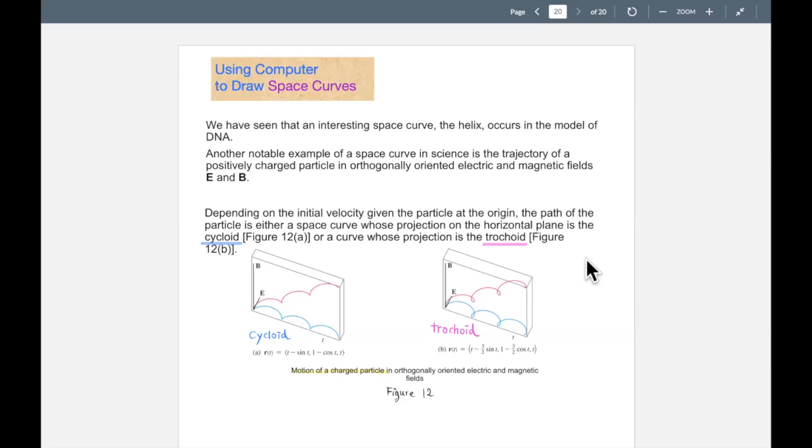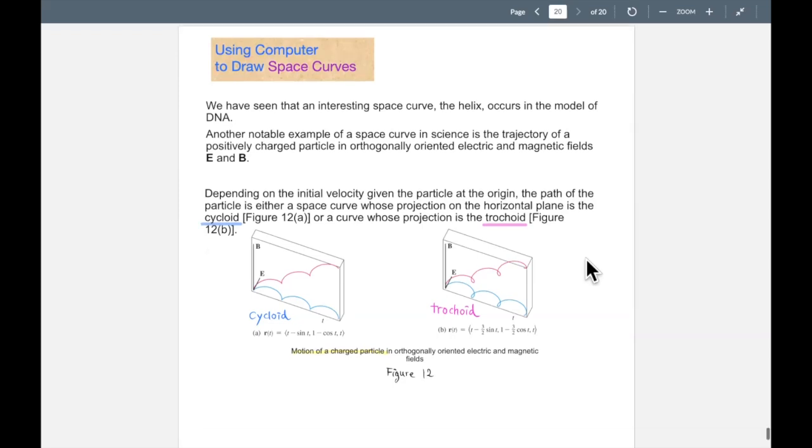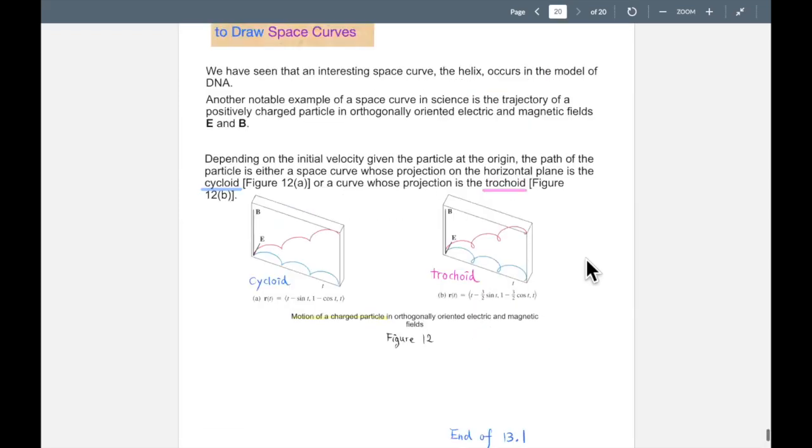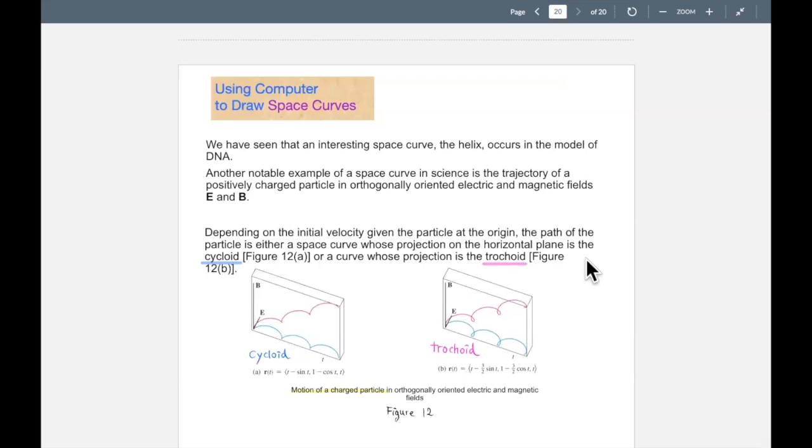And this is the vector equation for that, for the projection on the horizontal plane. All right, so today you have learned about vector equations and some of the space curves.